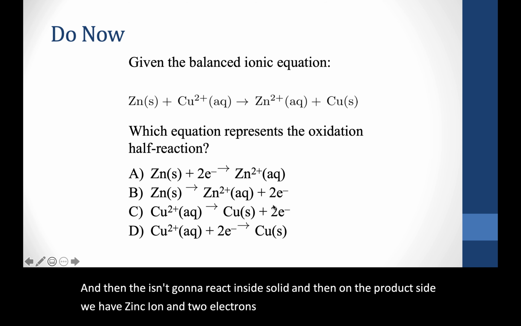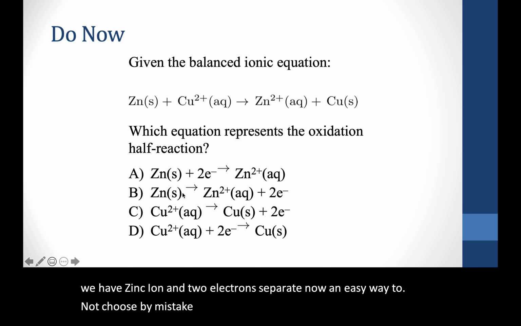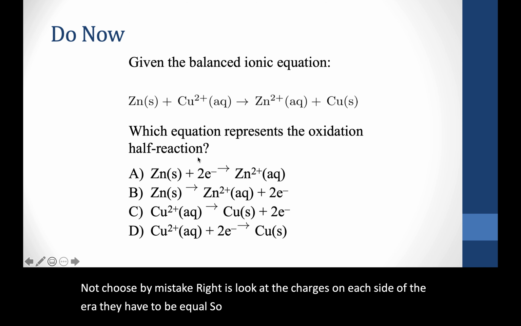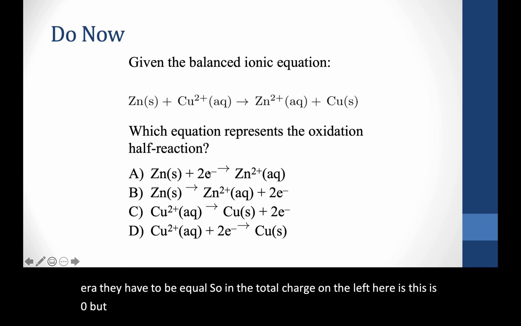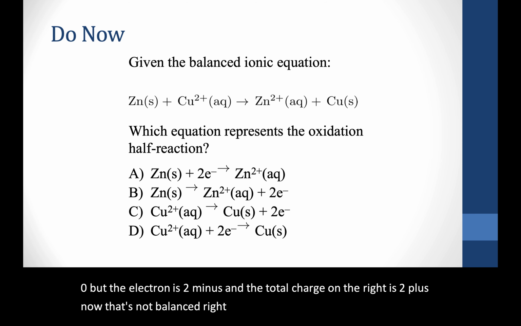Now, an easy way to not choose A by mistake is to look at the charges on each side of the arrow. They have to be equal. So in A, the total charge on the left here is, this is 0, but the electron is 2 minus. And the total charge on the right is 2 plus. Now that's not balanced, right? Charge also has to be balanced in equations. So that's an easy way to get rid of A.